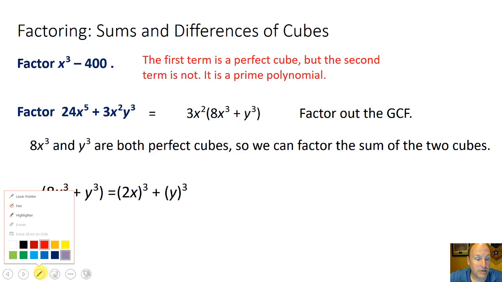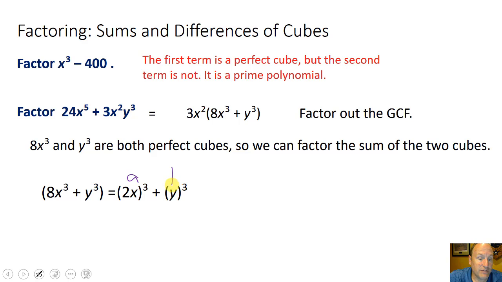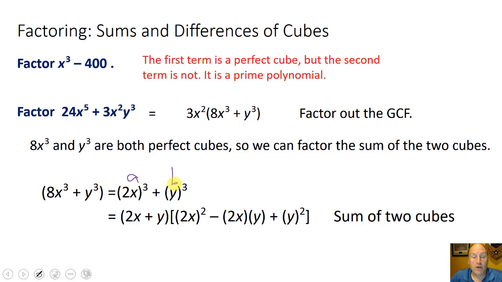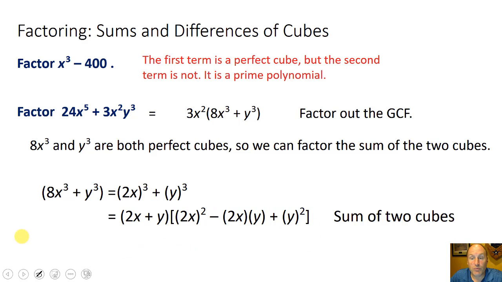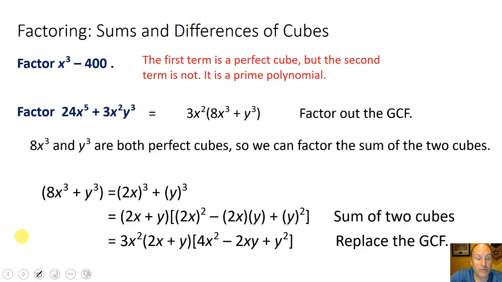If we use 2x as the a term and y as the b term, we can use that formula, the sum of perfect cubes. So it becomes a plus b times a squared minus ab plus b squared. That's that formula for the sum of perfect cubes. Now we still have to put in at the end that greatest common factor, the 3x squared, but when we take what we just did and put it together with the 3x squared, we have our factored solution.